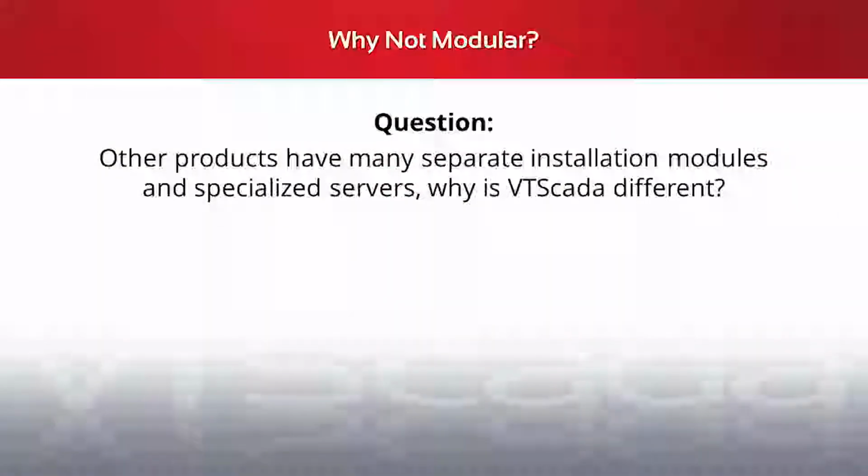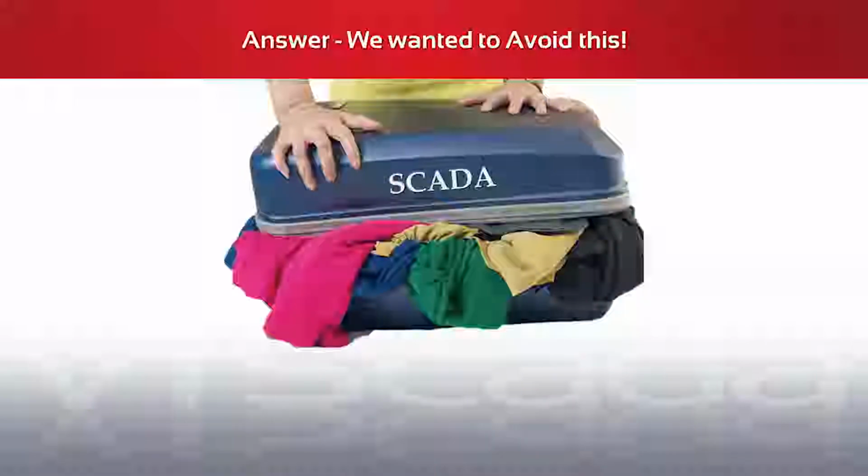And this question is, why aren't you modular? I mean, why do you have a whole bunch of different modules like a historian and IO servers, alarm databases, alarm servers? Why is it all in one? It's a good question. Are we just trying to be lazy? Well, no. We're trying to avoid getting totally chaotic pieces that don't quite fit. Everything is built into one consistent, coherent product.